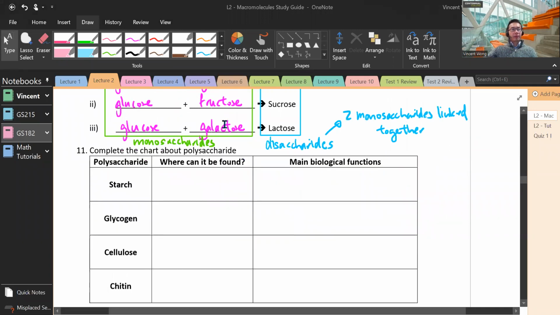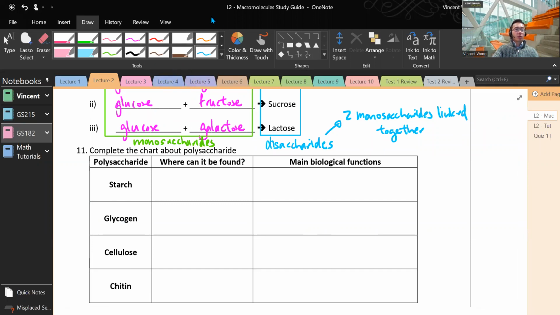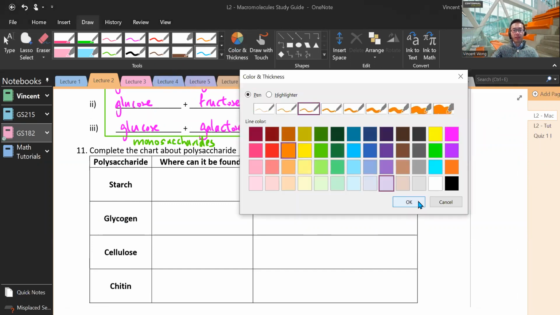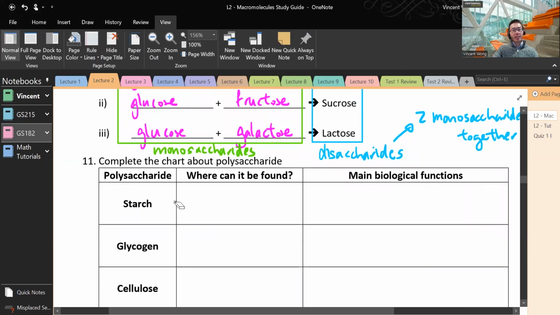So next, if we keep on connecting multiple monosaccharides together and form a really big chain, a polymer, we call them polysaccharides now. There are some key polysaccharides that we learned in class: starch, glycogen, cellulose, and chitin. So let's briefly talk about each one of them. First one, starch. Where can you find starch? In plants, right?